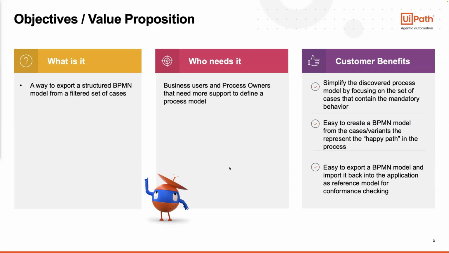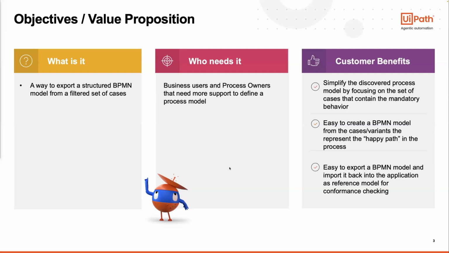And the most important use cases that we are seeing here are situations where, for example, you have some activities that are considered optional in your end-to-end cases, and you would like to discover a process model only on the cases that have the mandatory behavior and completely ignore the cases where you have optional activities, because those are things that you would like to track as part of your conformance checking dashboards.